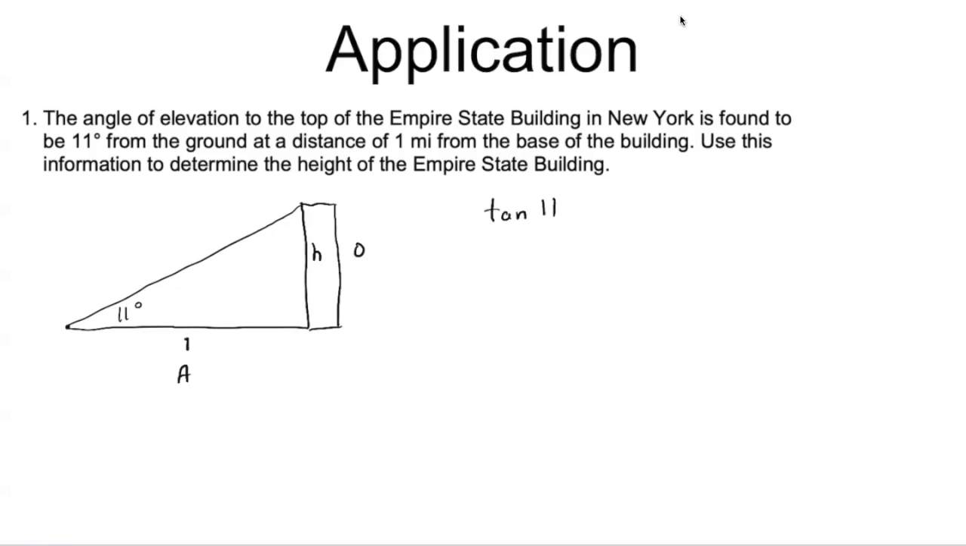The angle is 11 degrees. The side opposite, of course, is H, or you could call it X, whatever you want to call it. And the adjacent side is 1. 1 being a very nice, friendly number, because anything divided by 1 is itself. So we will end up getting that H is equal to whatever tan 11 is. And in this case, tan of 11 is 0.1944 miles.